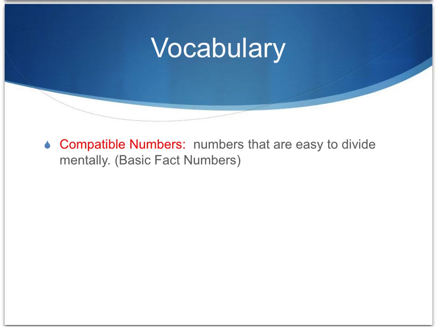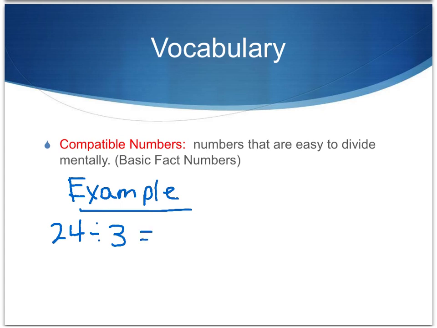Compatible numbers are numbers that are easy to divide mentally. I like to think of them as basic fact numbers. So some examples that I'd like to show you are numbers like this. 24 divided by 3, 16 divided by 4. These are compatible numbers because when we divide them, we can get whole number answers. So 24 divided by 3 would be 8. 16 divided by 4 is 4.